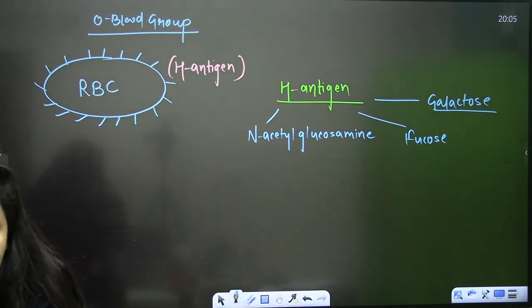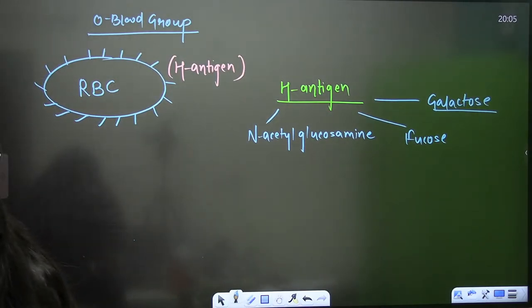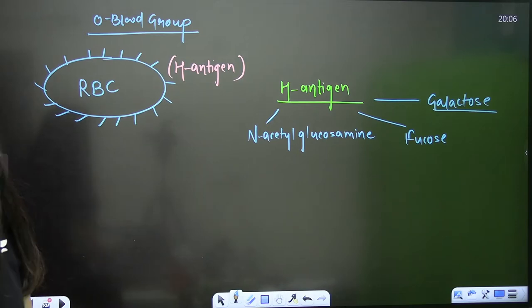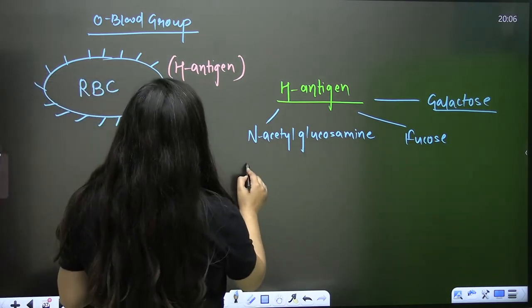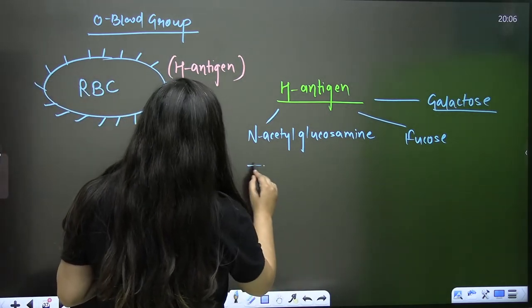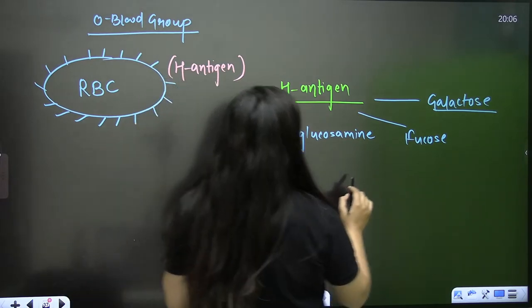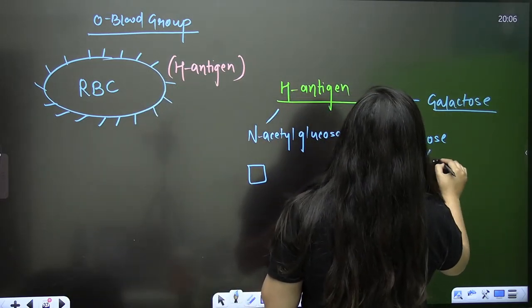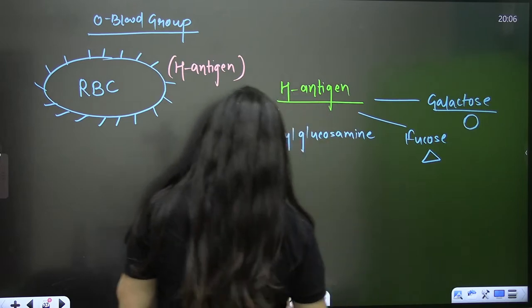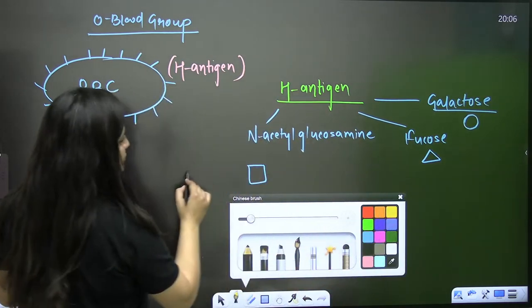Fine, Aarti. Ultimately they are chemical compounds only, right? Let's say this is your N-acetyl glucosamine, this is your fucose, this is your galactose. I'm using the symbols here, okay?